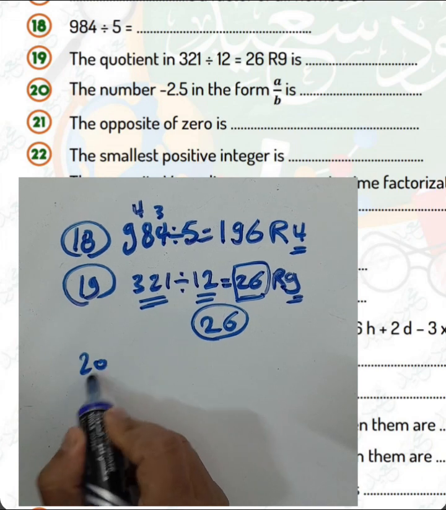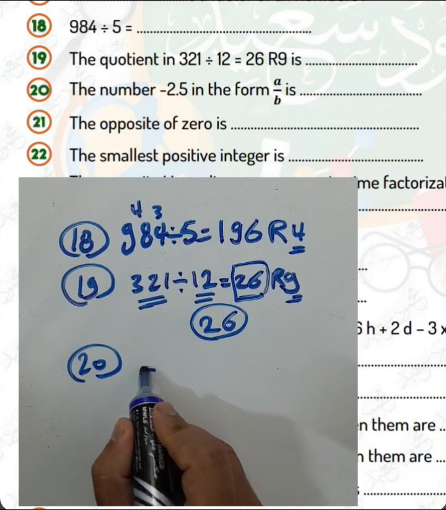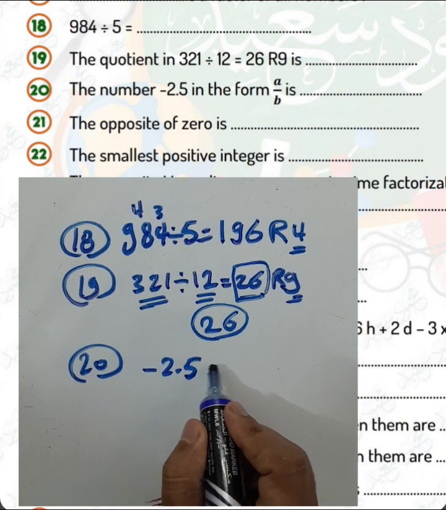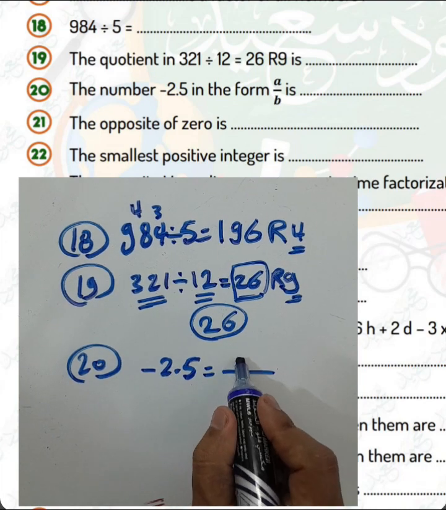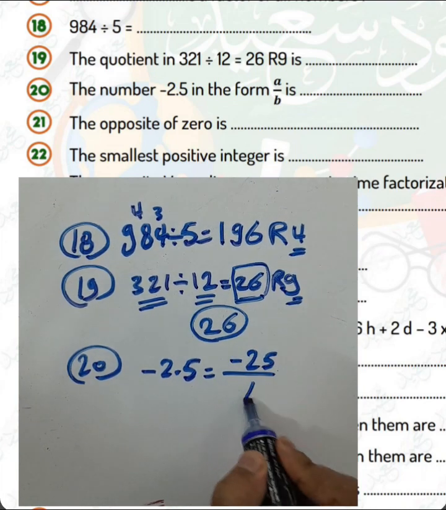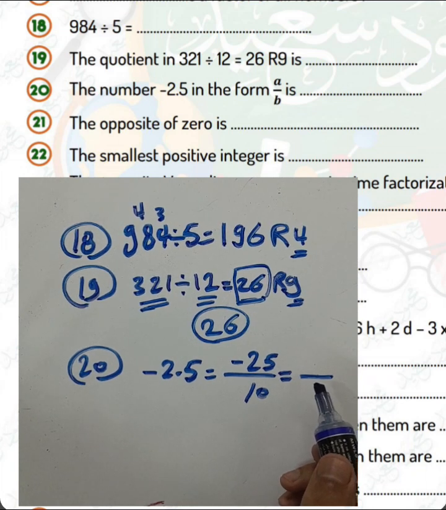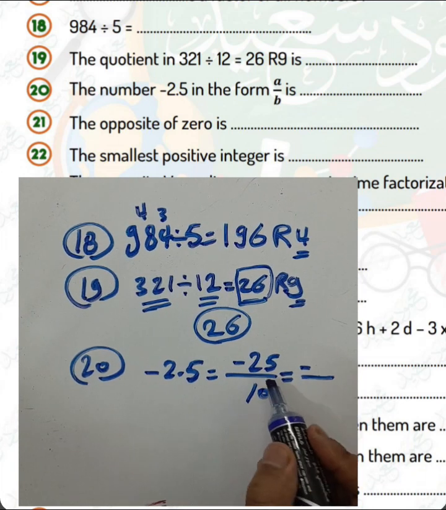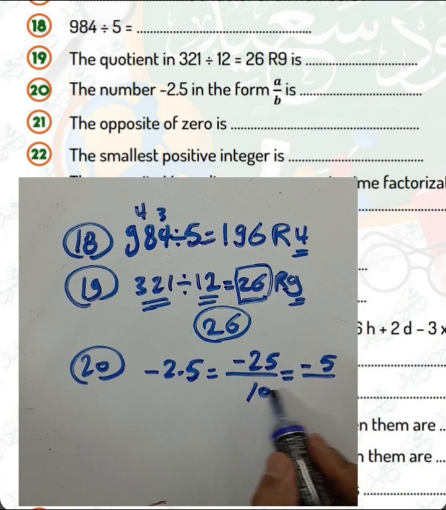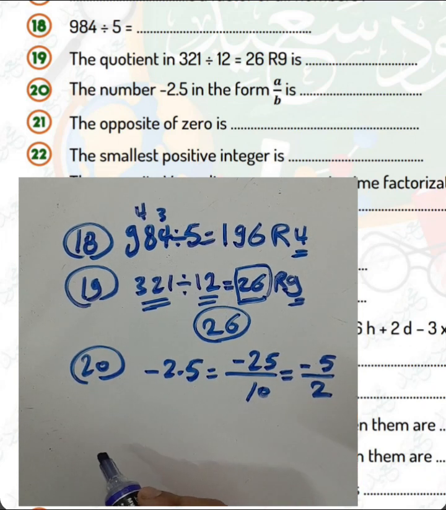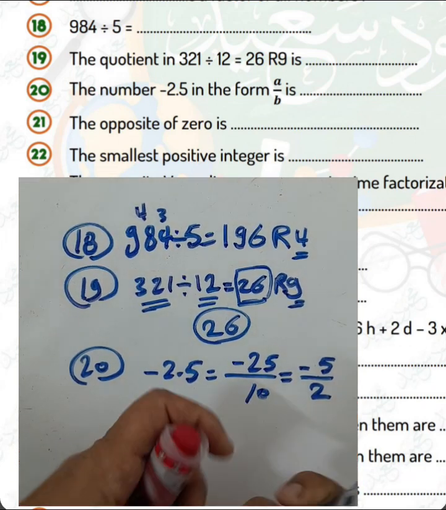Question 20, the number negative 2.5 in the form a over b as a fraction, write negative outside, and 25 over 10, and then you must simplify this number by dividing by 5 the numerator and denominator, right? Negative here, 25 divided by 5 equals 5, and 10 divided by 5 equals 2. It will be negative 5 over 2.